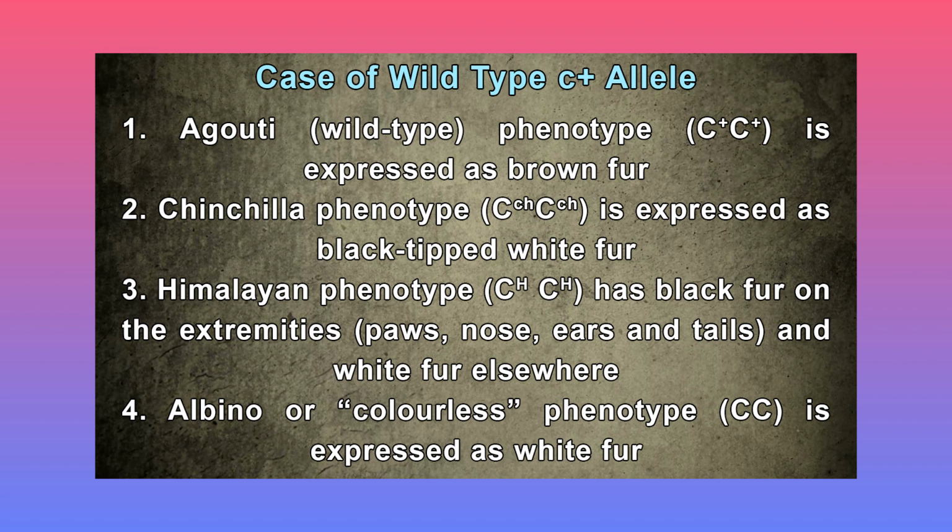The chinchilla phenotype, that is C^ch, is expressed as black-tipped white fur. The Himalayan phenotype, C^h, has black fur on the extremities, that is paws, nose, ears and tail, and white fur elsewhere. The albino or colorless phenotype, C genotype, is expressed as white fur.